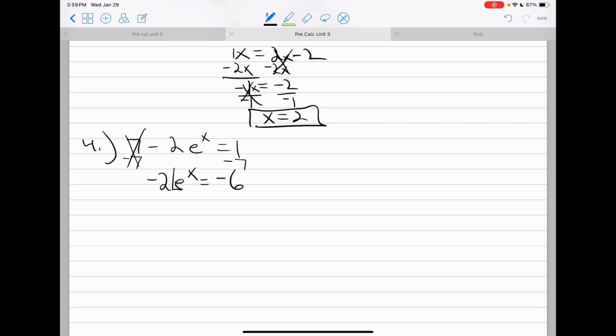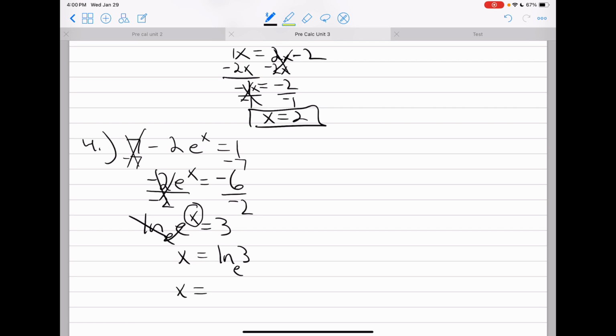I still got to get e to the x alone. So I'm going to divide by negative 2. E to the x equals, what's that, a 3? And now I need to isolate x and get that alone. So I'm going to take the natural log of e. X equals the natural log of e with a 3 right there. And then ln 3. And this I can just put in my calculator. What is the natural log of 3? Natural log of 3 is 1.0986. That's just a calculator move.